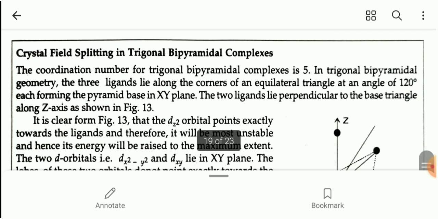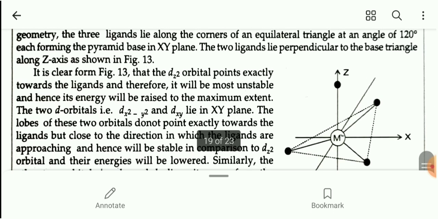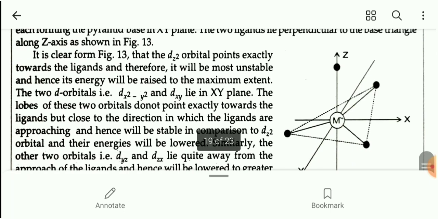Crystal field splitting in trigonal bipyramidal complexes. The coordination number for trigonal bipyramidal complexes is 5. In trigonal bipyramidal geometry, the three ligands lie along the corners of an equilateral triangle at an angle of 120 degrees, each forming the pyramid base in the xy plane. The two ligands lie perpendicular to the base triangle along the z-axis, as shown in figure 13. It is clear from figure 13 that the dz square orbital points exactly towards the ligands, and therefore it will be most unstable and hence its energy will be raised to the maximum extent.